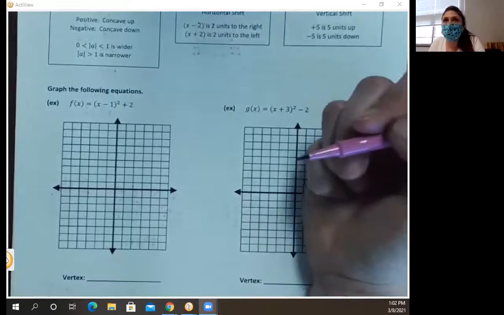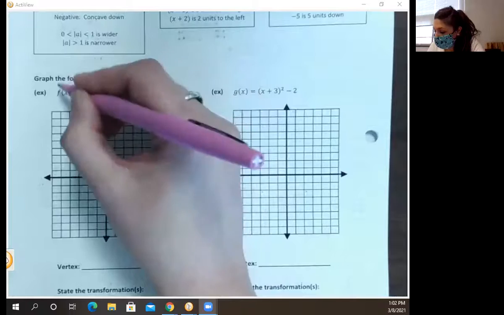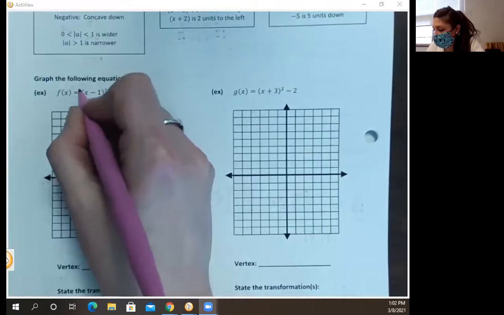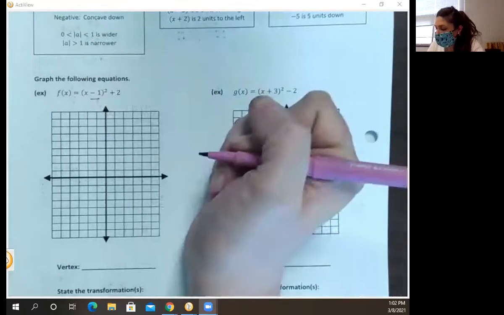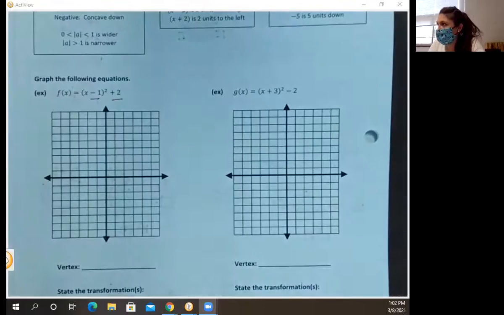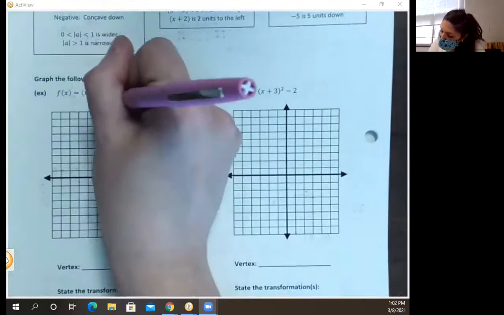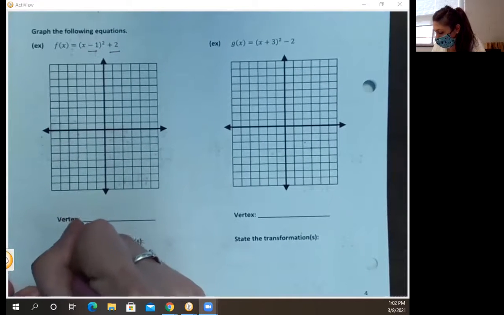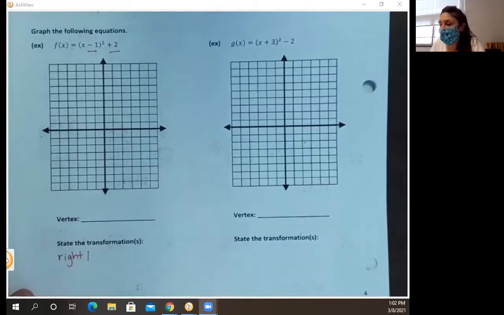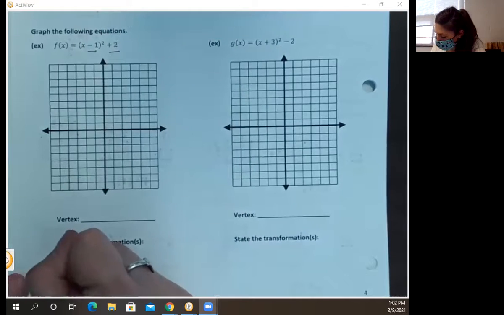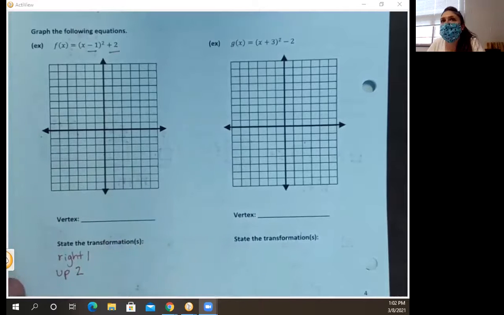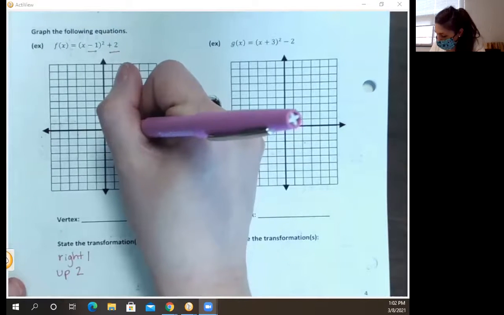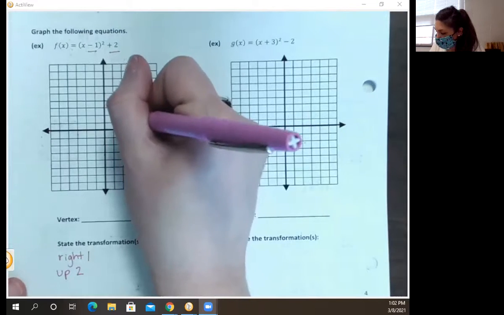For our first example on page 4, here's our function. I'm not stretching or compressing or flipping because I don't see anything in front here, but I am going to move left, right, and up, down. So this -1 here in parentheses at the x tells me that I'm going to move to the right 1 spot. And then this +2 at the end tells me I'm going to move up 2 places. So from our parent function, I expect my vertex to be at 0, 0, but I'm going to move to the right 1 and up 2.